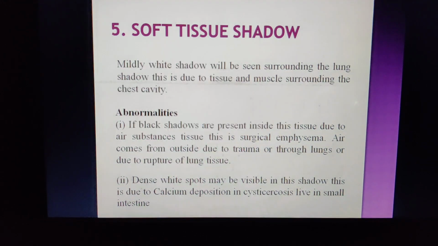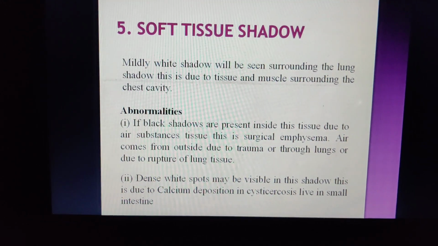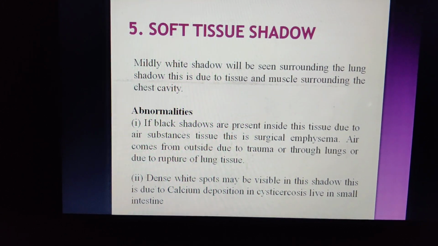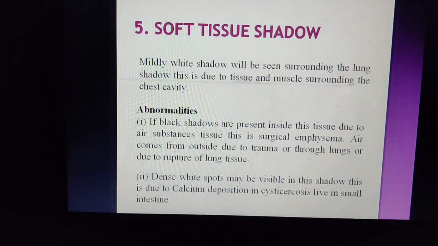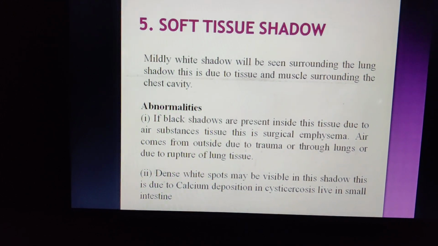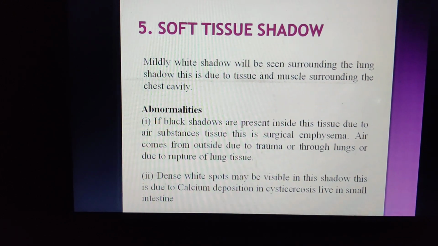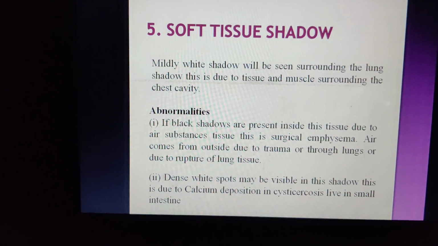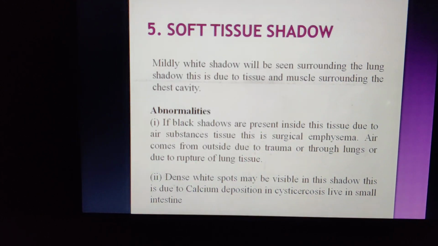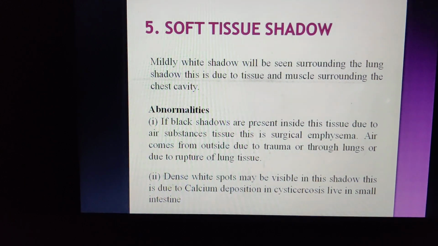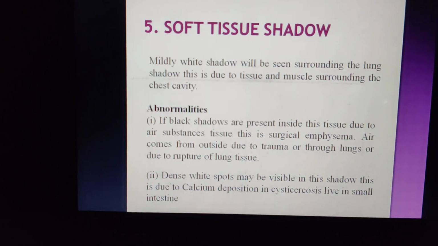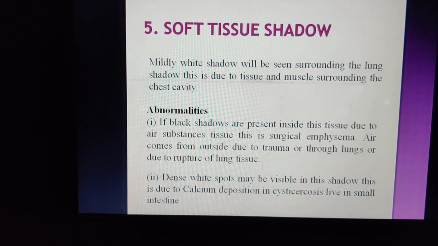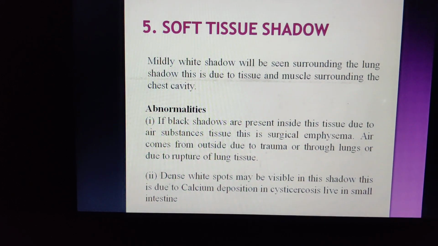As we all know, we discussed the white shadow and the black shadow. White shadow, as I told, is caused by solid tissue and calcium deposition, mainly by the bony structures, and the black shadow is due to air. In between these two shadows, there is a mildly white shadow, also known as the gray shadow. It can be seen surrounding the lung shadow. This is due to tissue and muscle surrounding the chest cavity.